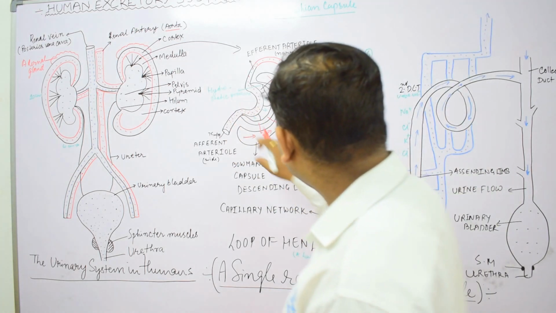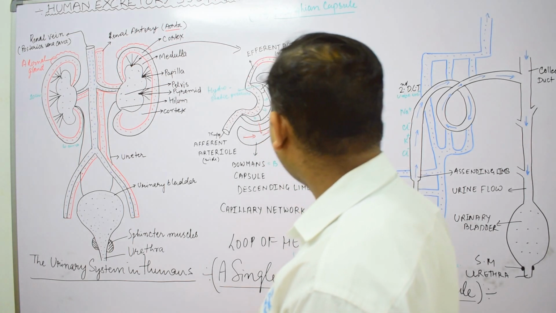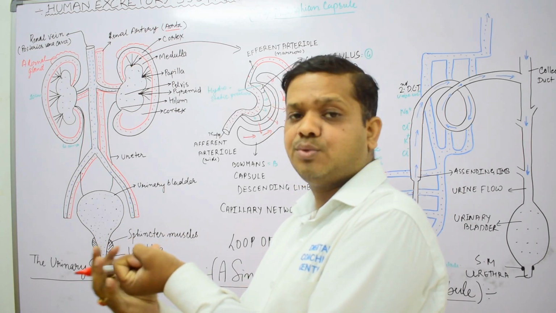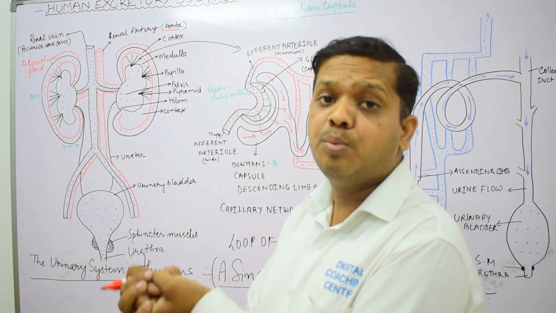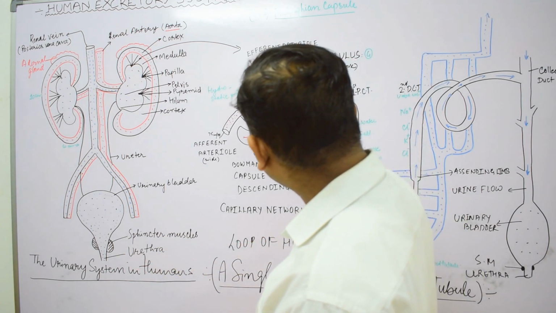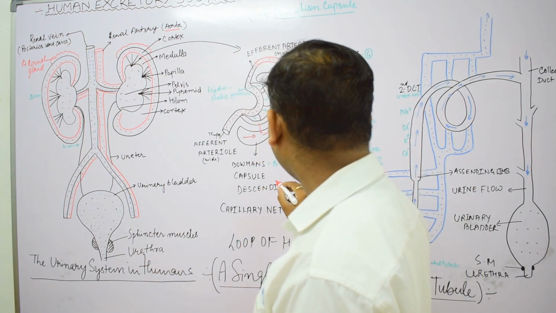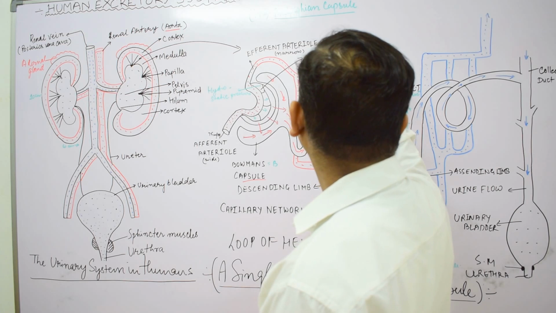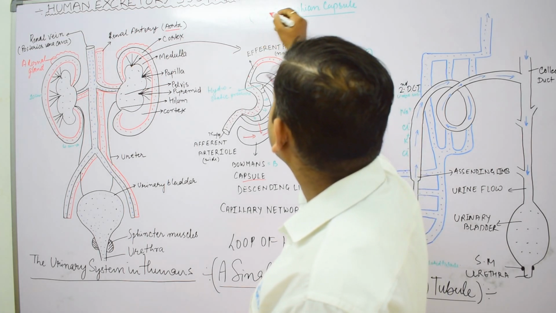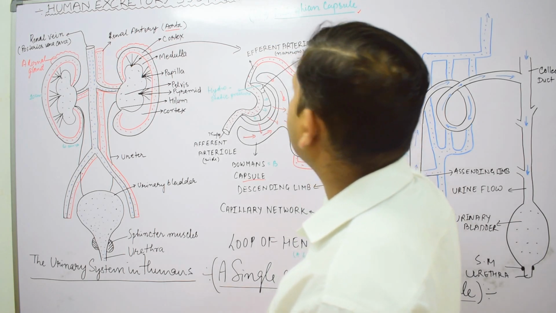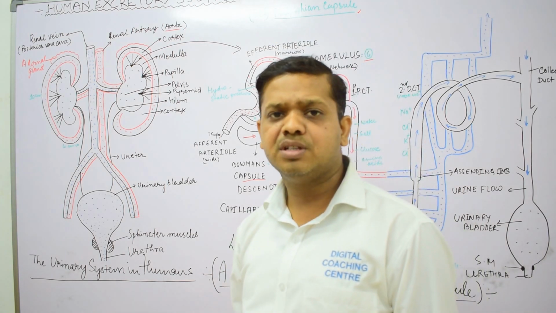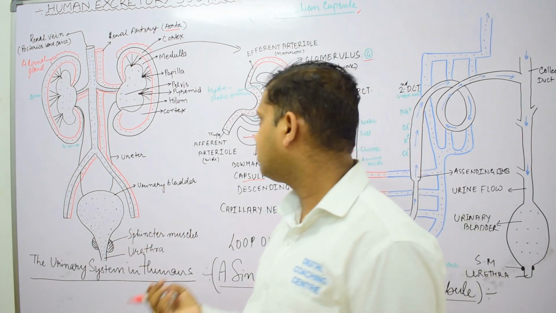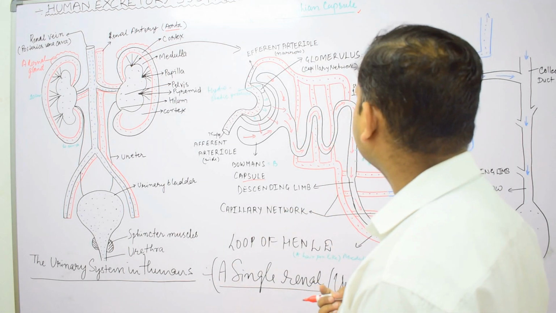Now we will understand this cap-like structure, which is called Bowman's capsule. See, this is the glomerulus, and the cap-like, bowl-like structure is known as Bowman's capsule. This is where filtration takes place. It is represented by B, and the glomerulus is represented by G. So glomerulus plus Bowman's capsule is known as the Malpighian capsule. So what is the Malpighian capsule? The addition of the glomerulus and Bowman's capsule is called the Malpighian capsule.